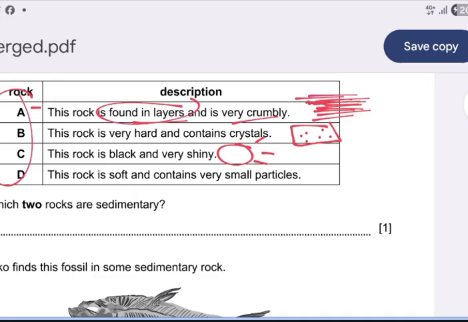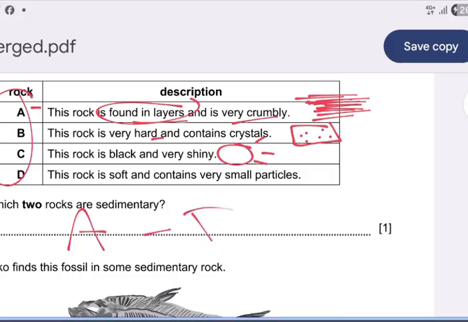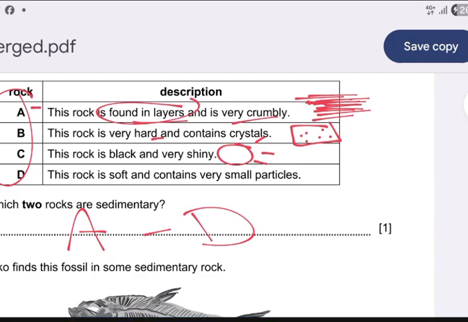A and B. B, they are hard. Only A and D are sedimentary, it can be broken easily, because water and wind make layers. D, yes. So the one that has layers, and the one that is soft and we can break easily, like chalk. Chalk, we can break it easily. It's sedimentary rock. The first one, layers and crumbly like sandstone, we can break the sandstone easily.